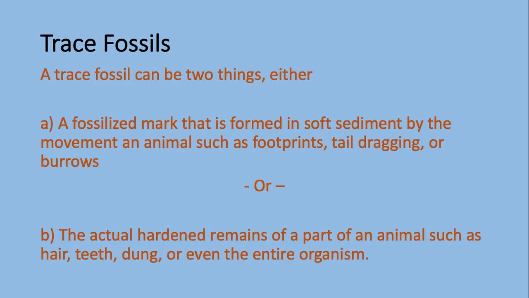The third kind is trace fossils. A trace fossil can be two things. It's either a fossilized mark that is formed in soft sediment by the movement of an animal, such as footprints, tail dragging, or some kind of burrow. Or a trace fossil can be the actual hardened remains of a part of an animal, such as hair, teeth, dung, or even the entire organism.